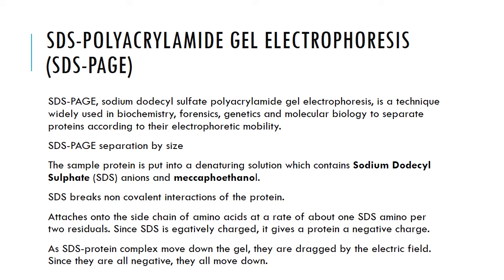So SDS-PAGE separates proteins by what? By size. Before we put the sample protein in the wells we discussed earlier, the sample protein is put into a denaturing solution. Here is the difference between SDS-PAGE and native PAGE. In native PAGE, there is no need to use a denaturing solution. When using SDS-PAGE, we use the denaturing solution. And what does that denaturing solution consist of?